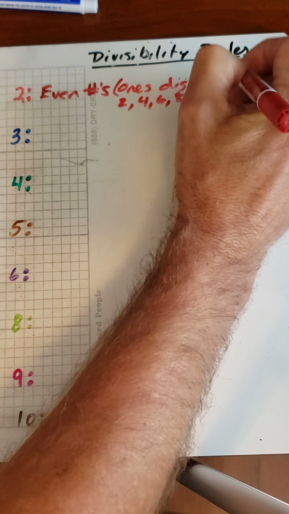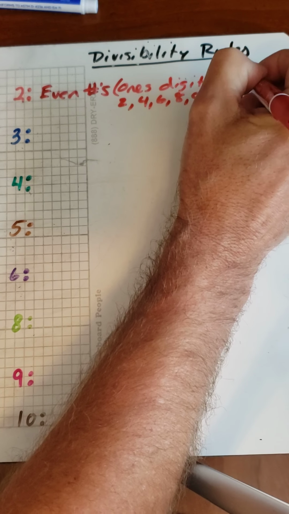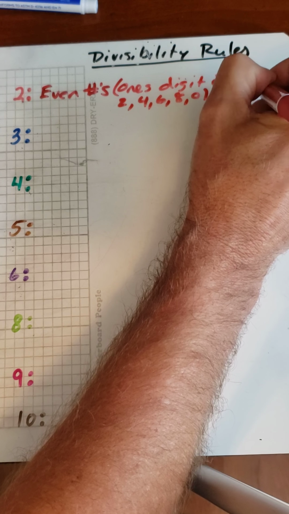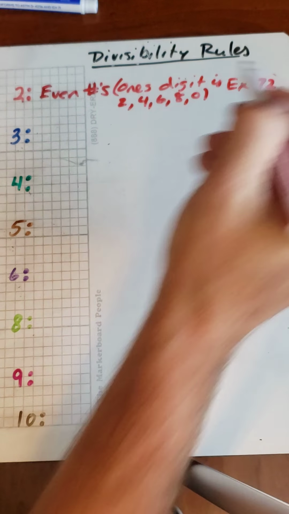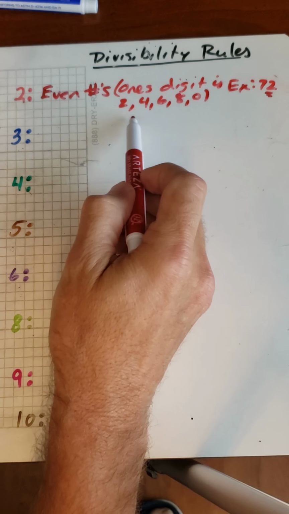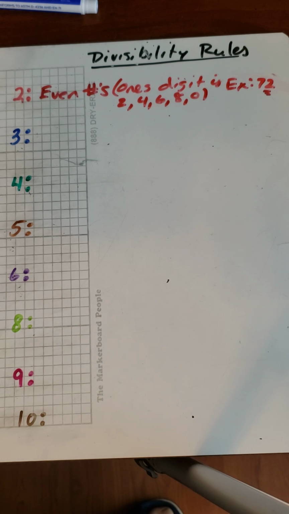An example might be 72. So 72 is going to be divisible by 2 because the ones digit ends in an even number, ends in a 2, 4, 6, 8, or 0. Any number that ends in an even number means the whole thing is divisible by 2.